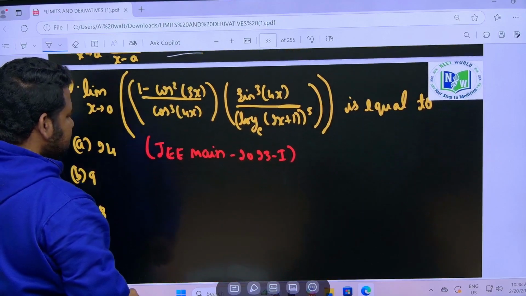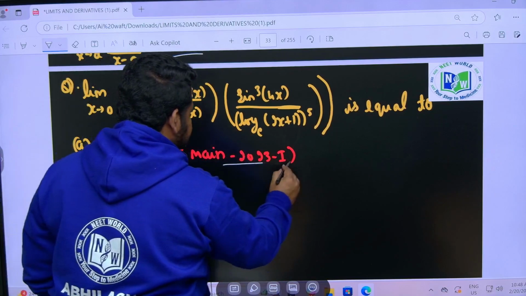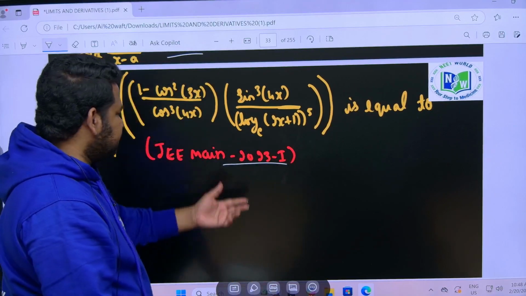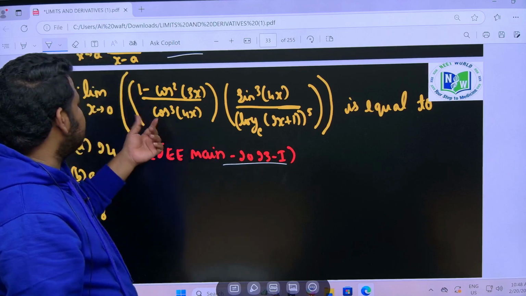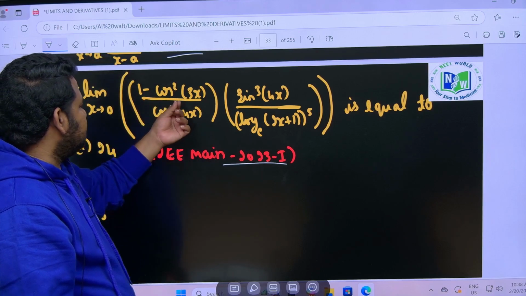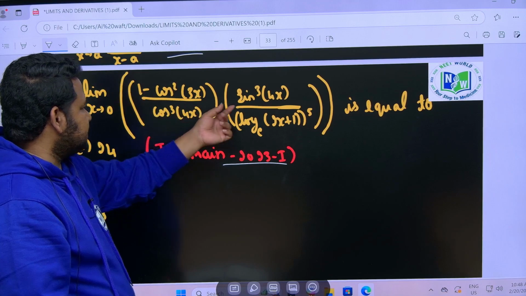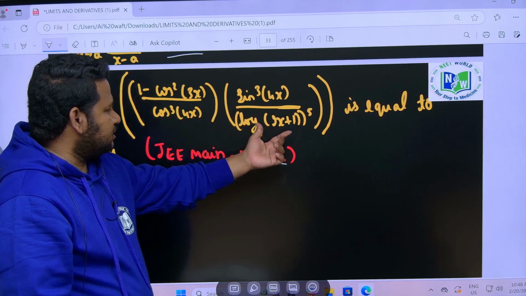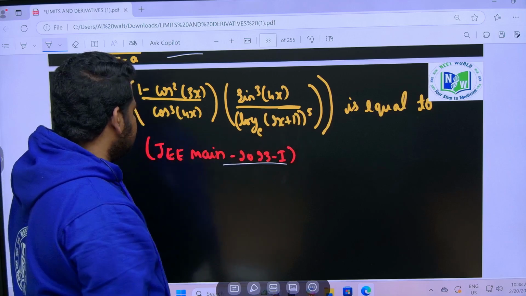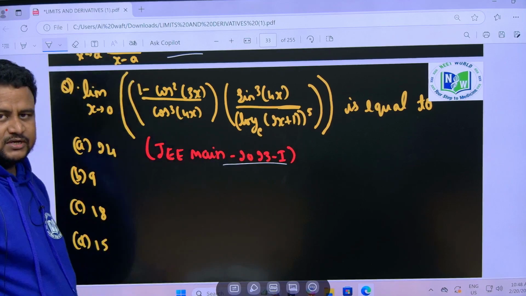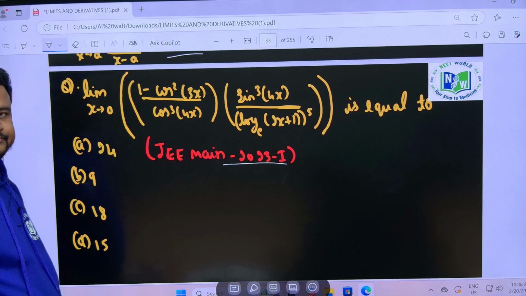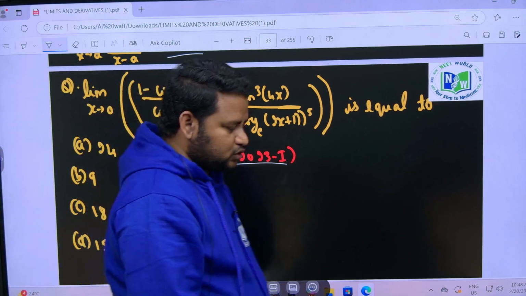Now this is a question which was asked in JEE Main 2023, first session. The limit is (1 minus cos 3x) by (tan cube 4x) divided by log (2x plus 1) to the power of 5, as x tends to 0. Look at this question, how to solve it. You can have a look at this question.